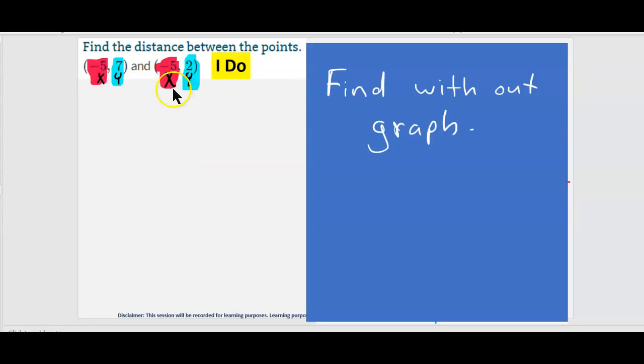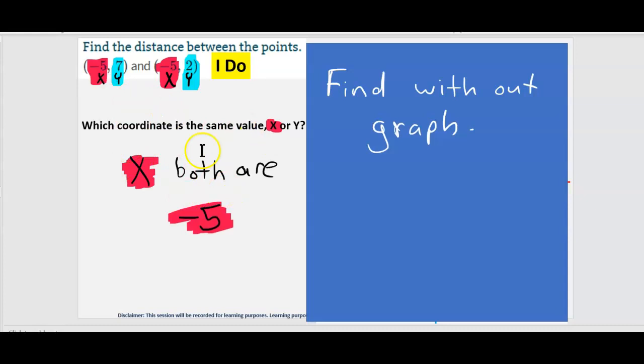Okay, why would we do that when we can graph it, Mr. Hoffman? Because what if they give you bigger numbers? You want to know how to do it. So let's do it with the smaller numbers, figure it out, and that way you can do it with the bigger numbers. First step, which coordinates are the same value, the x or the y? We've already said that they're the x's. They're both -5. So let's cover them up. They're not going to help us right now, but the 7 and 2 are.